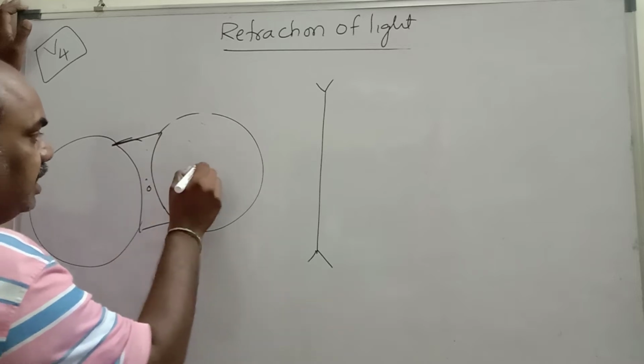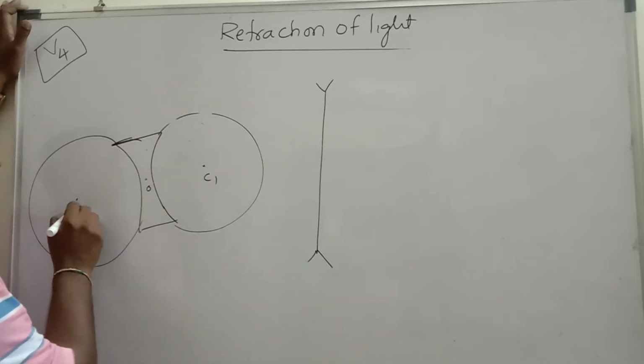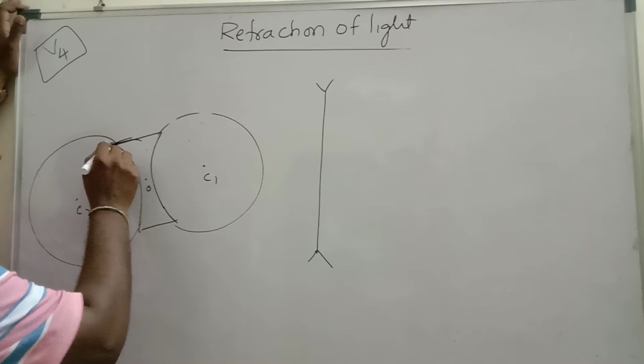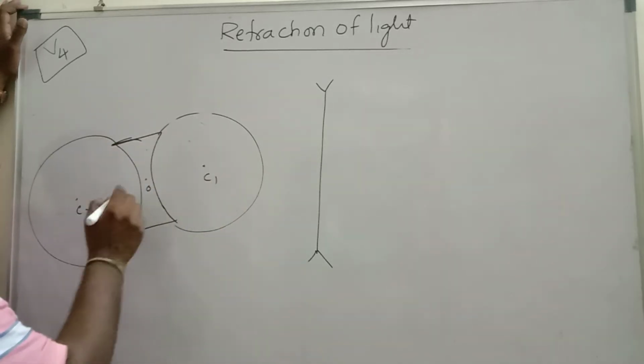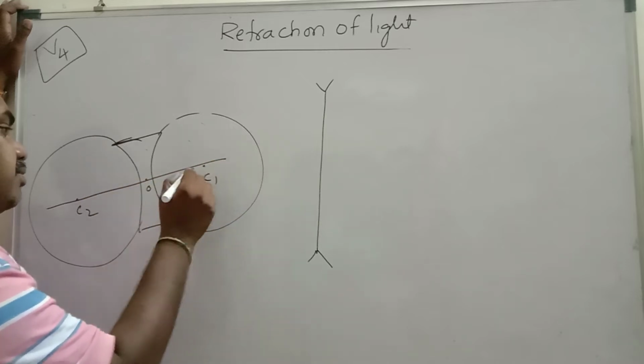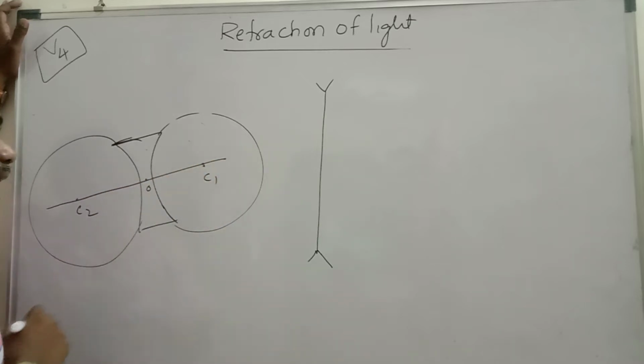This is the optic center. This is center of curvature 1. This is center of curvature 2. Why? Because it is also extracted from two curved surfaces. So this center is C1, this center is C2. The imaginary line passing through all these points is called the principal axis.